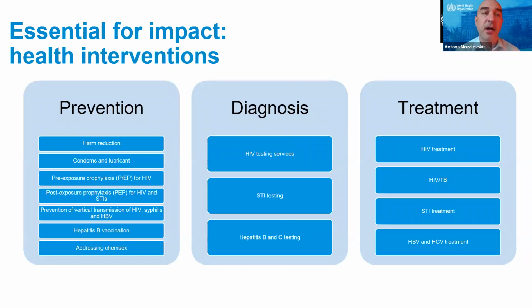For us, the health sector interventions are also important. Those which are essential for impact, necessary for reducing incidence and prevalence, can be grouped into prevention, diagnosis, and treatment. Prevention is the combination prevention package that includes harm reduction, condom services, pre- and post-exposure prophylaxis, prevention of vertical transmission of HIV, syphilis, and hepatitis B vaccination, and also addressing chemsex. Some of those interventions, such as harm reduction, for example, will help to reduce incidence and prevalence of several infections. And diagnosis and treatment are all known interventions.